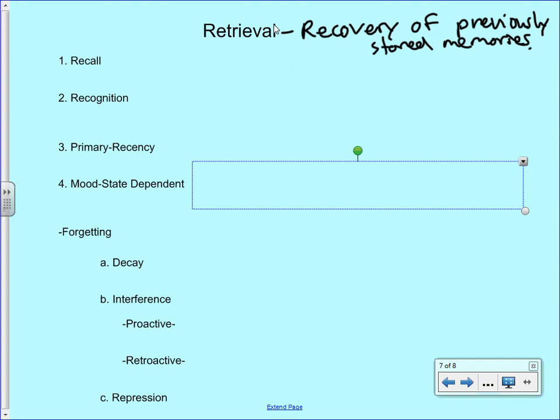Okay, so over time you have these memories, they're stored, and then eventually there's going to come a time where you want to retrieve those memories. And within retrieval, there are a lot of different ways that this retrieval takes place. The most common has to do with either recall or recognition.